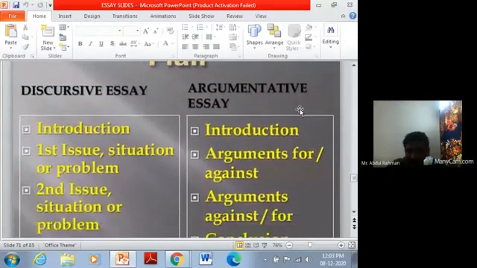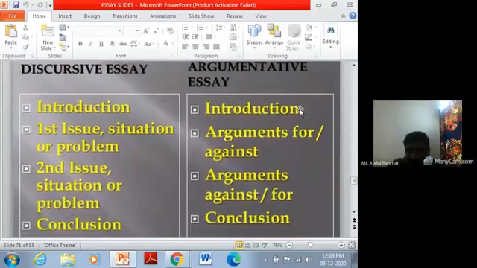Then the planning of an argumentative essay: first of all, it has an introduction, then arguments for or in support of the topic, or against, then arguments against or for the topic, then the conclusion. This is the scheme, or the design, of an argumentative essay.